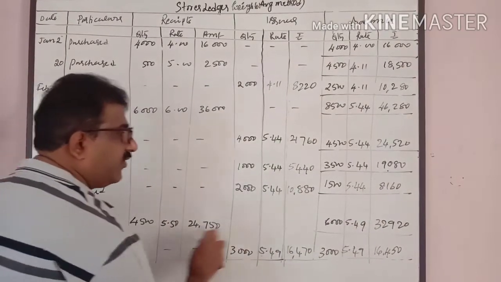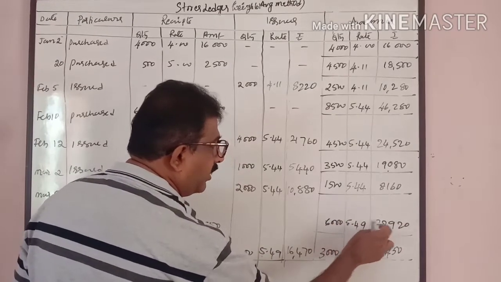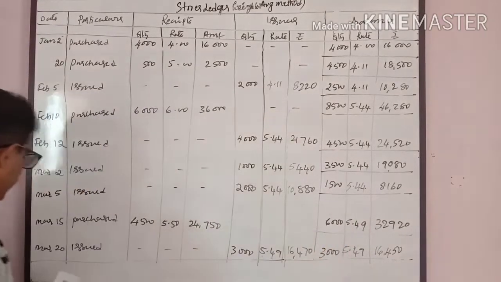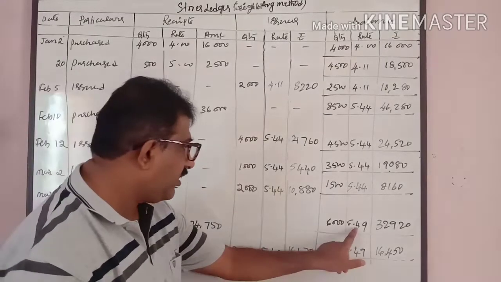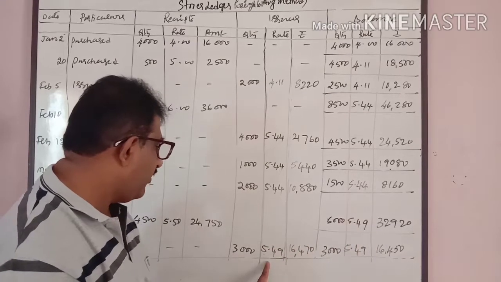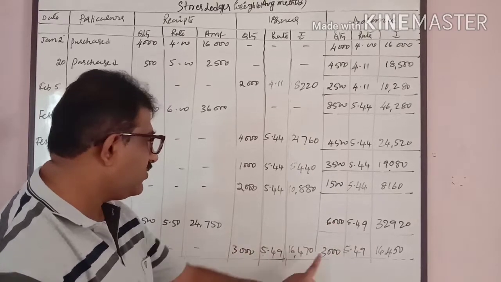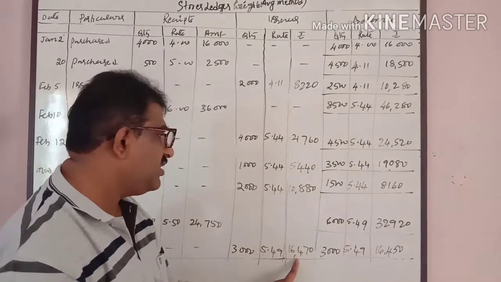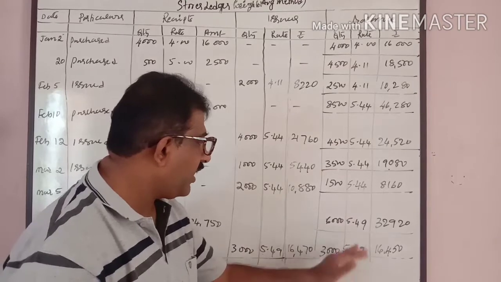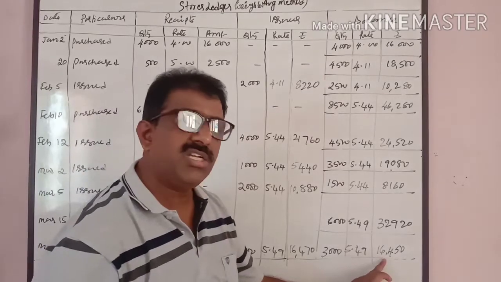8,160 plus 24,750, 32,910. 32,910 divided by 6,000 units, you get 5.49. Issued 3,000 units at the rate of 5.49. Whatever price we have in the prevailing stock, the same price we have to take here. 5.49, 16,470. The balance 6,000 minus 3,000, 3,000. 32,920 minus 16,470, 16,450. Price is the same when you are writing the balance. The closing stock is now 3,000 units at the rate of 5.49, 16,450.